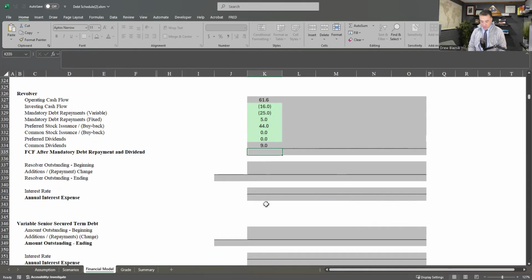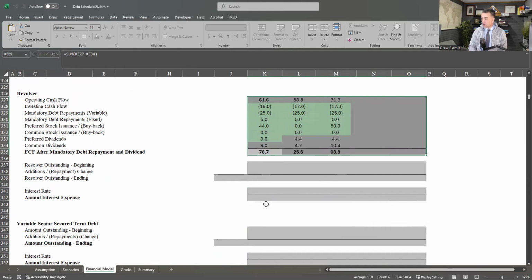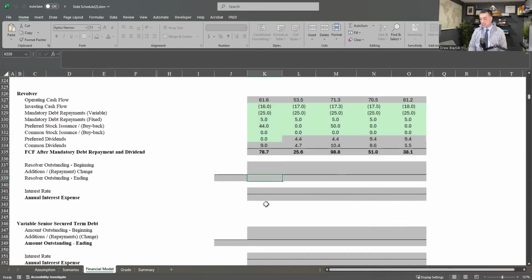So we got all that solved. I'm going to hit all equals. I'm going to sum those up. And now all I have to do, once you do that one column, is highlight those and just drag that across. And then that should be correct once we have everything else inputted.